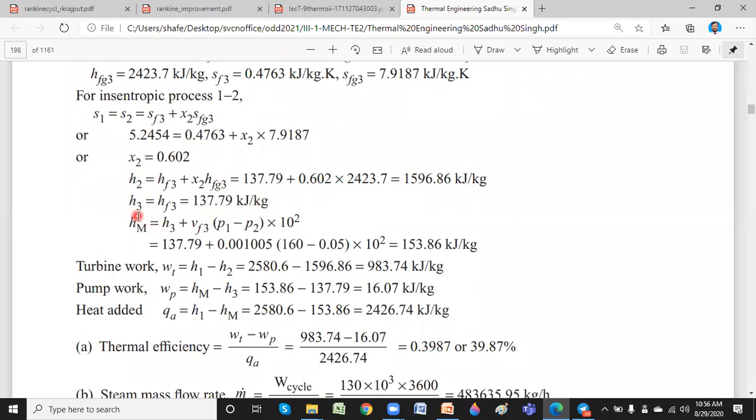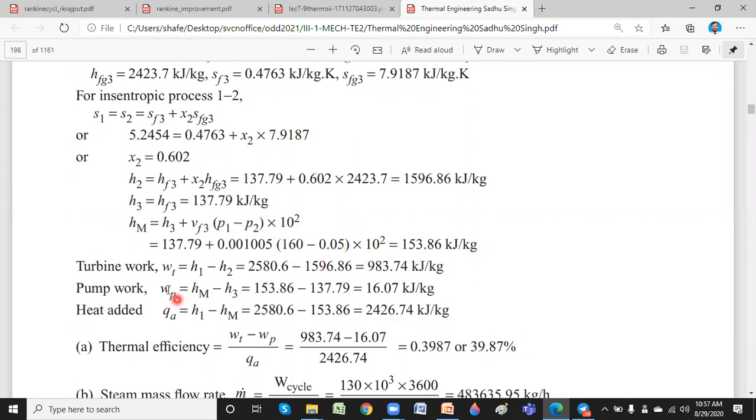After that, I need H3. I can find that: Hf3 is 137.79. Then, as I said, I have to find HM minus H3, which is the pump work, because the heat supplied is from M to 1. So first you find HM minus H3, equal to the pump work. For pump work, the same formula applies: volume into pressure change, 160 minus the condenser pressure, divided by 10 squared for kilojoules. So I can find the enthalpy at M, which is 153.86, right?